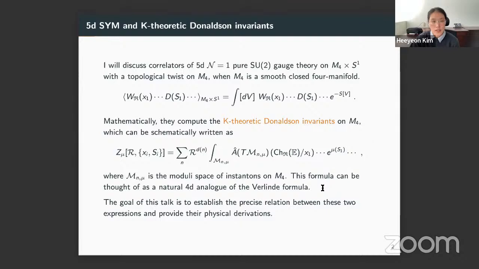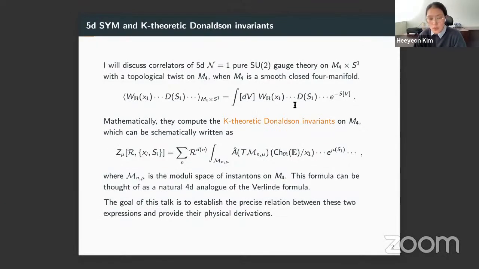In this talk, I'm going to discuss certain correlators in 5D N=1 pure SU(2) gauge theory defined on a five manifold of type M4 times S1 with a topological twist on the four manifold M4, when M4 is a smooth closed four manifold. The correlators that I'm going to discuss can be written as an infinite dimensional path integral of this gauge theory, possibly with insertions of various operators. For example, you could consider some Wilson loop operators along this S1, which sits at a point x1 on M4, or you could also consider some extended operators, for example, wrapping some cycles or higher dimensional cycles in M4.